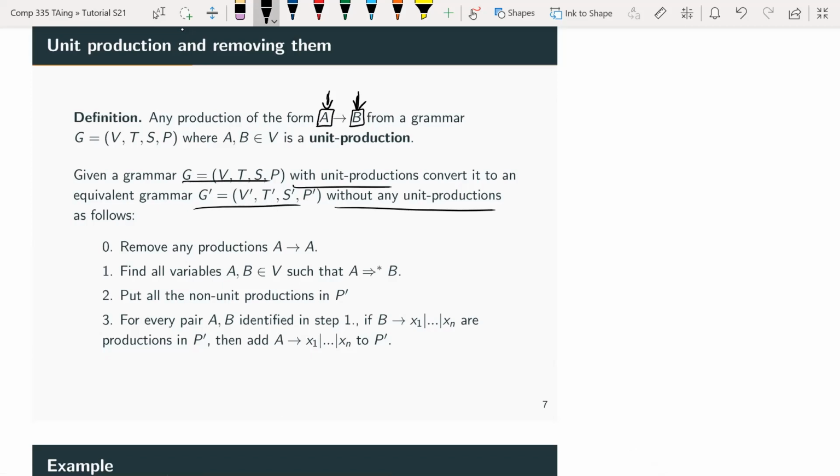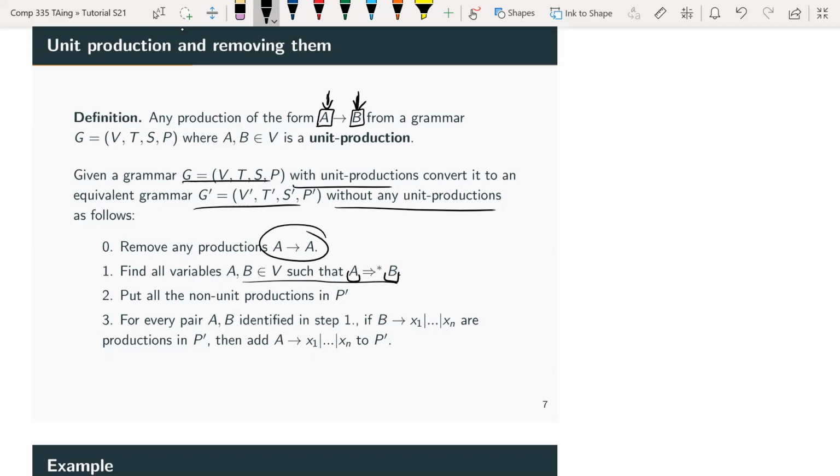Okay, so how do we do this? With the following steps. First of all, if you have any productions that look like A gives you A, you can immediately remove those, because they don't really help with anything. The next step is to find all of the distinct pairs of variables such that A can derive B with 0 more steps, or in fact with 1 or more steps. So we're extending unit production so that it's not just A gives you B, but A can derive the variable B.